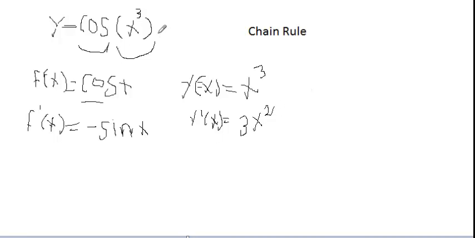Now we are at the end, so it's going to be the same function over here. It's going to be negative sine of x. We replace this x right here with this y, x cubed, and we multiply it by the derivative of the inside. Okay?